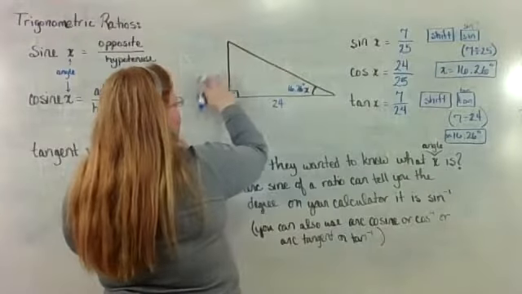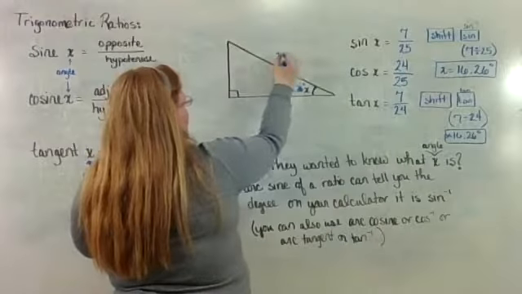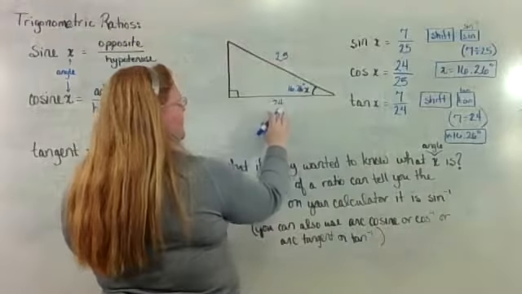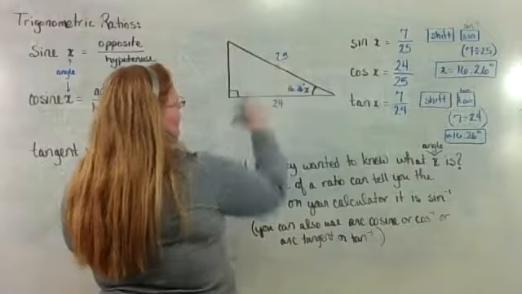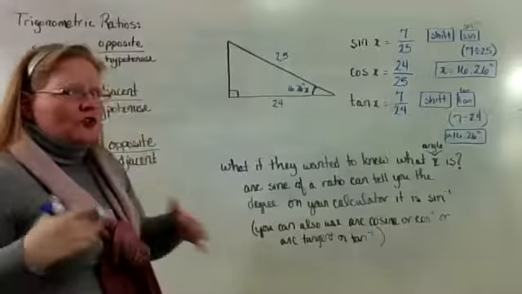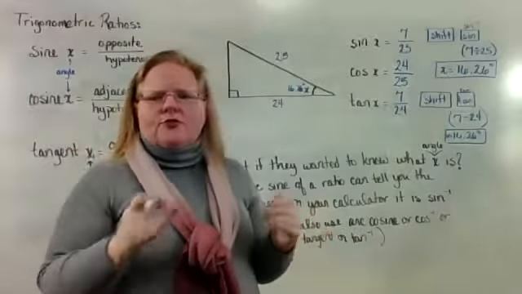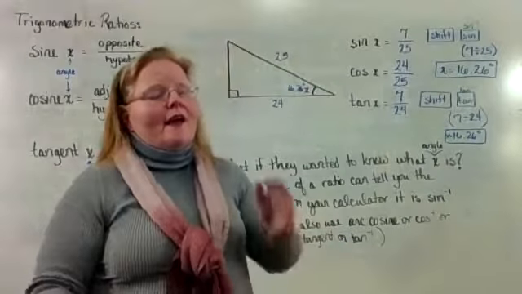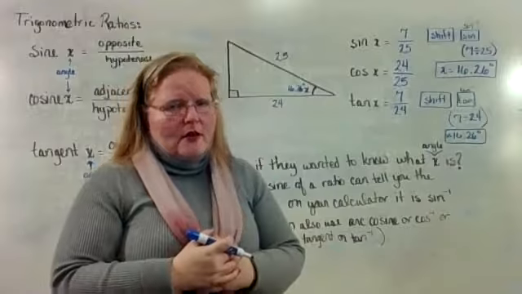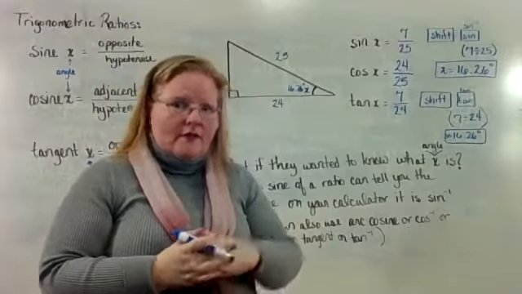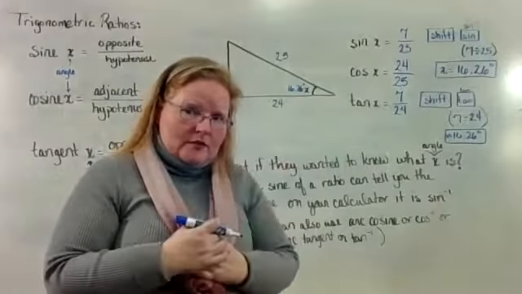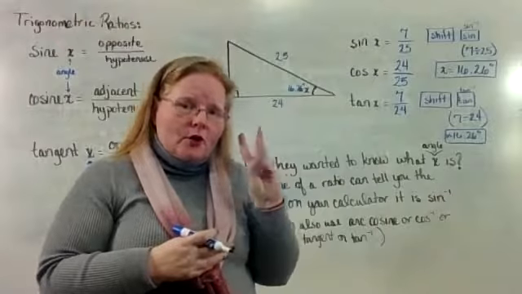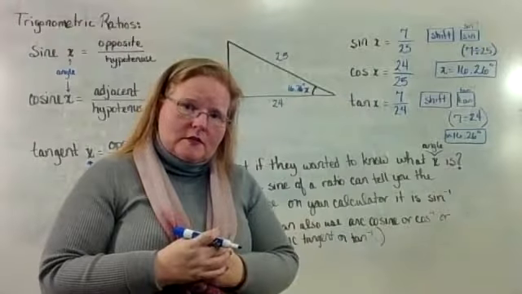Or if they would have just given me these two numbers, then I would have had to use cosine, because that's the one that's got adjacent over hypotenuse. So sometimes you're going to have to look at your triangle to try to figure out which one of those you're going to use, and then use it. Now, that's the second part of this section. The third part of this section is this.